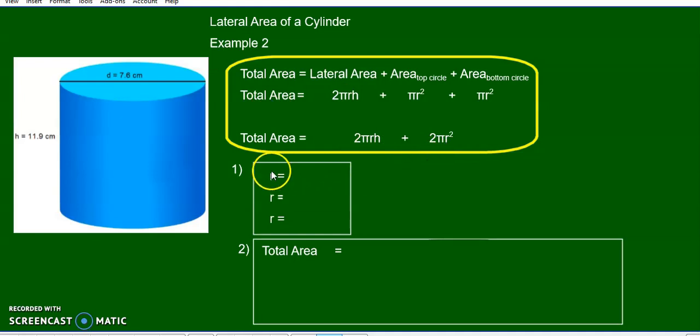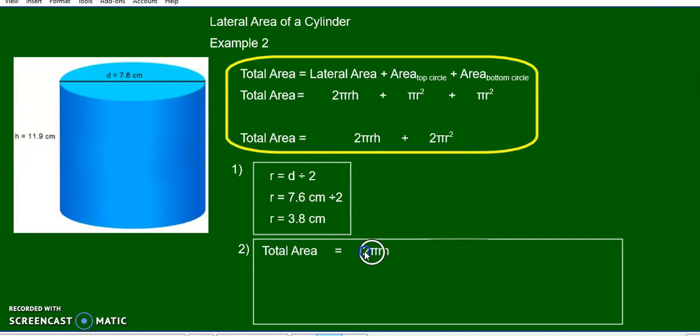So we have to find the radius given the diameter. But we know that the radius is equal to the diameter divided by 2. So we have to do this little extra step. The diameter is 7.6 centimeters divided by 2, 3.8 centimeters. So now we know the radius and we know the height, so we can just plug them into the formula and we can get the total area.